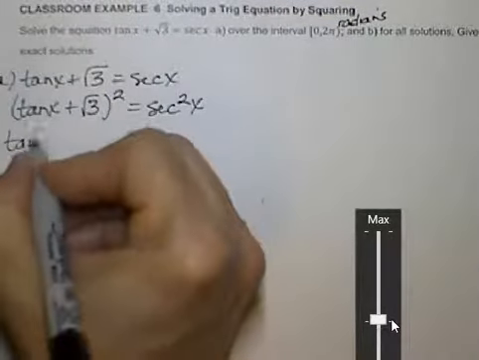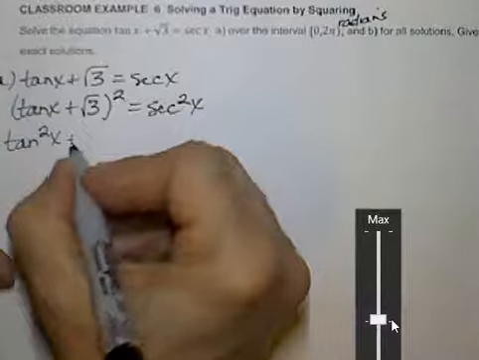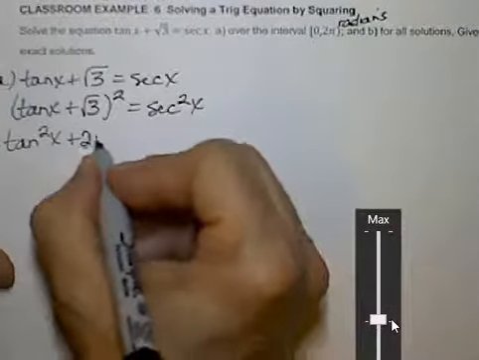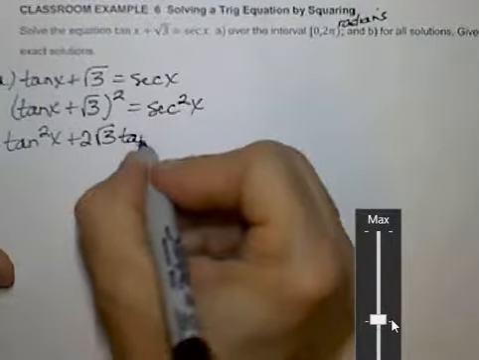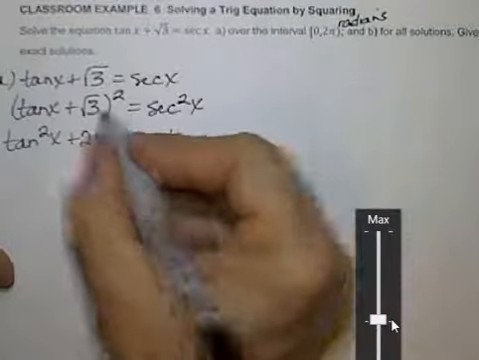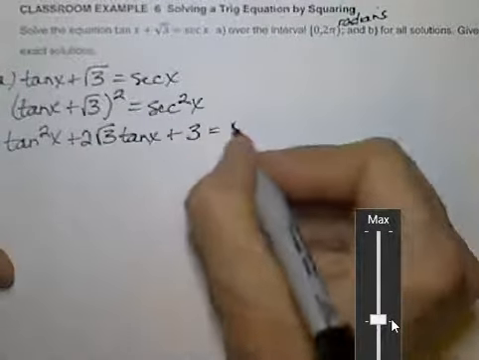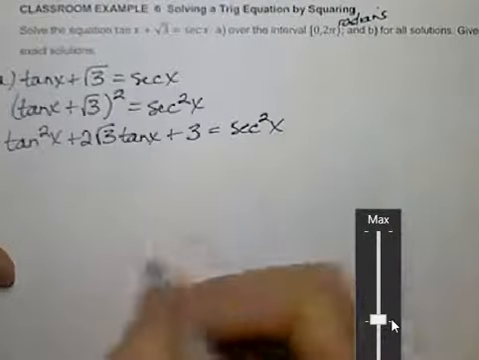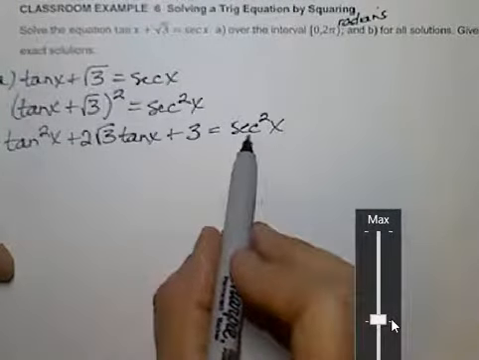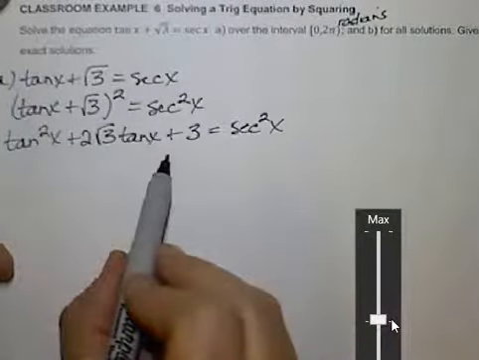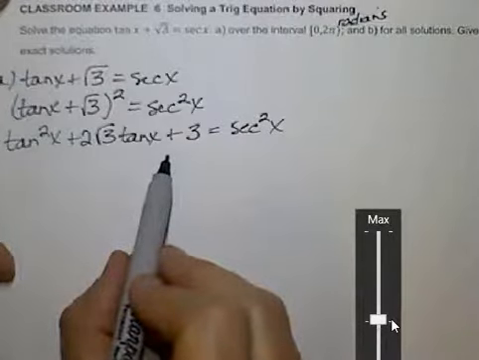If we do that, we're going to get tangent squared x plus 2 times the square root of 3 tangent x plus the square root of 3 squared, which is just 3. And over here we get secant squared. We still have our two different trig functions. Here's where we want to look for an identity that we could use to make this simpler.